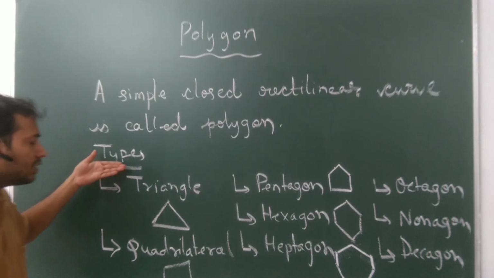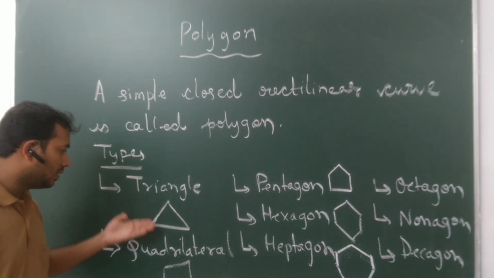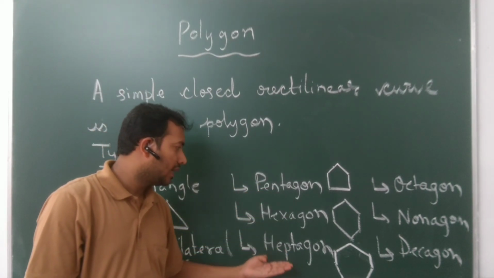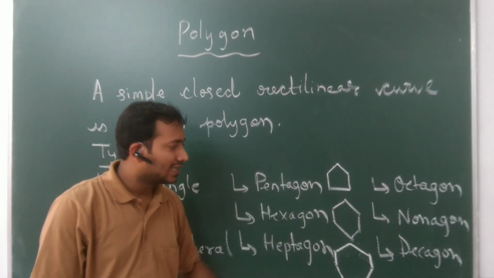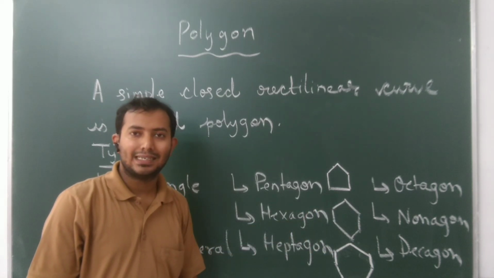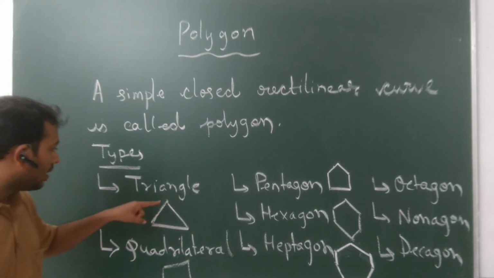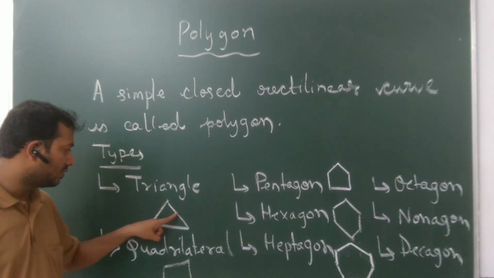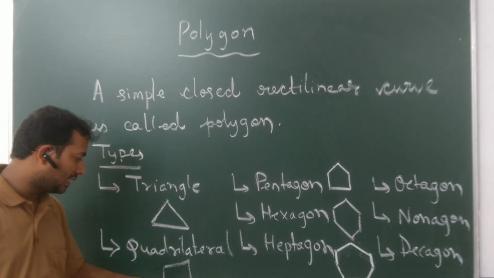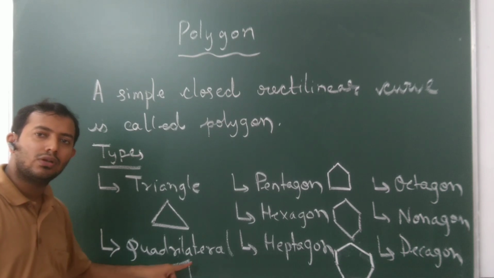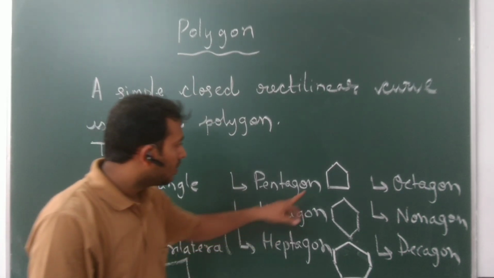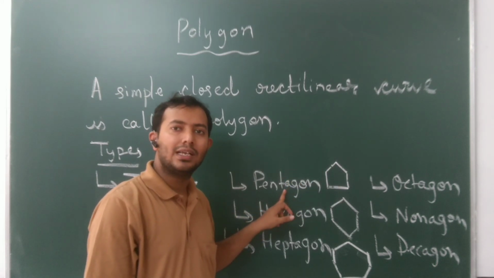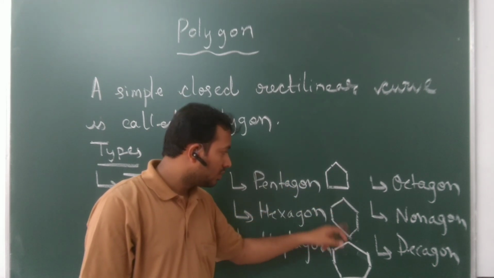And if you see the types: triangle, quadrilateral, pentagon, hexagon, heptagon, octagon, nonagon, decagon. So let's see. A three-sided polygon is called a triangle. You can see that it is three-sided. A four-sided polygon is called a quadrilateral. Five-sided, 1, 2, 3, 4, 5. A five-sided polygon is called a pentagon.